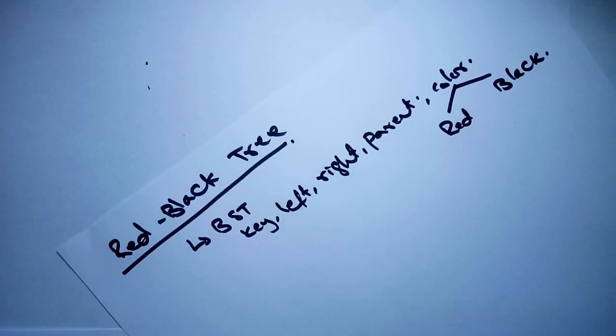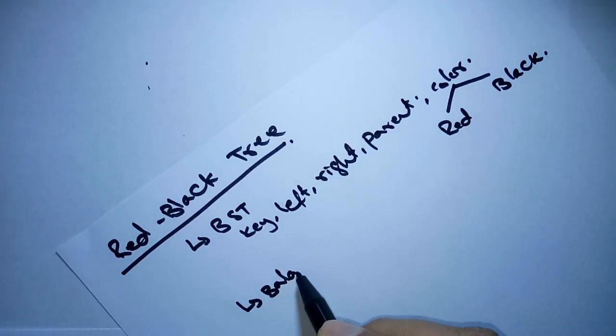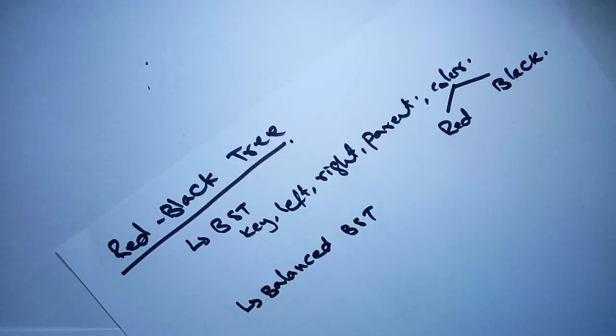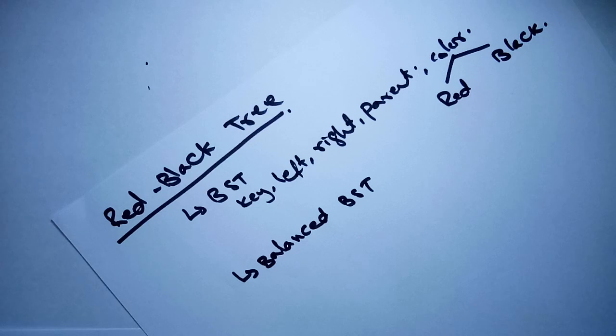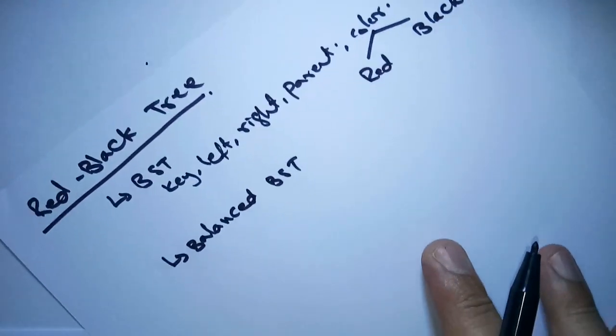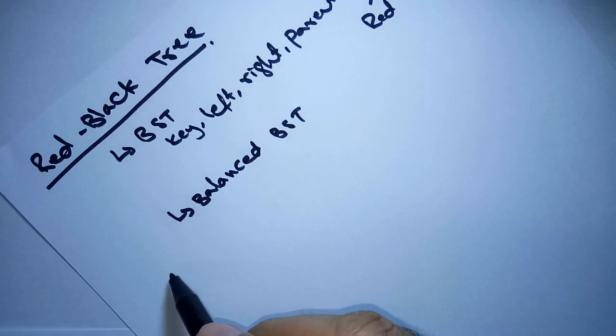Second thing is, it is an approximately balanced binary search tree. The red black tree is an approach to make a binary search tree a balanced binary search tree with an additional bit of color that is either red or black. So what is the definition of the red black tree? There are some rules. If a tree follows these rules, that tree is called a red black tree.